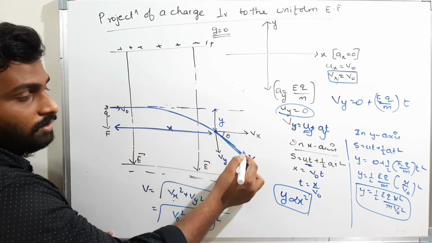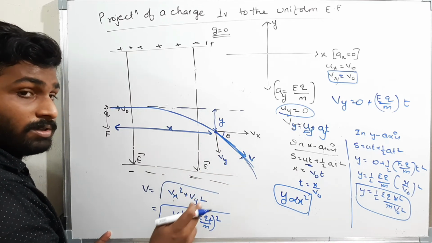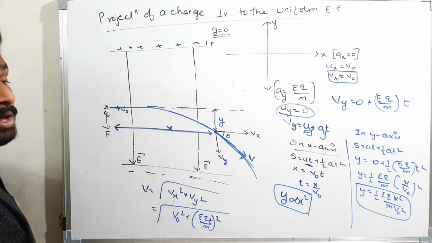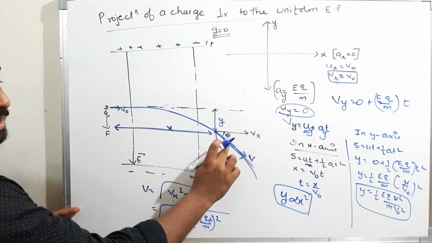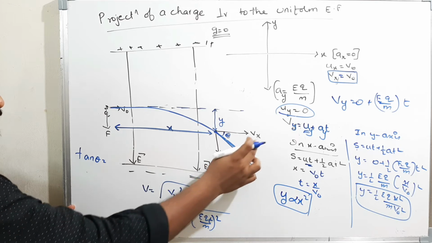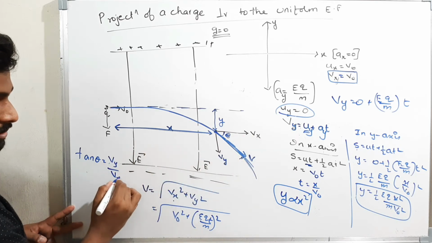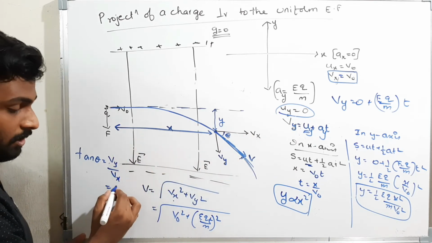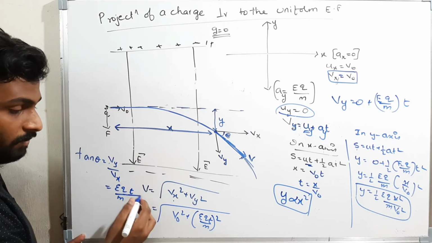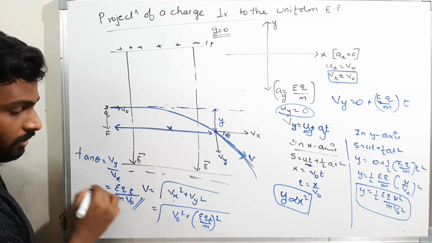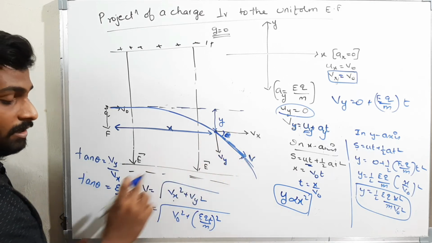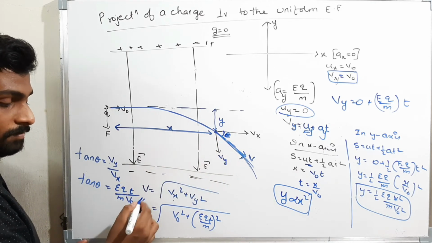The resultant velocity v is nothing but root of vx square plus vy square, that is root of v0 square plus (eq by m into t) whole square. Now, what is the angle made, theta? Tan theta is equal to Vy by Vx. Vy is nothing but eq by m into t, and Vx is V0. Therefore, tan theta, the angle made by the velocity vector with the x-axis, is eq t by m V0.